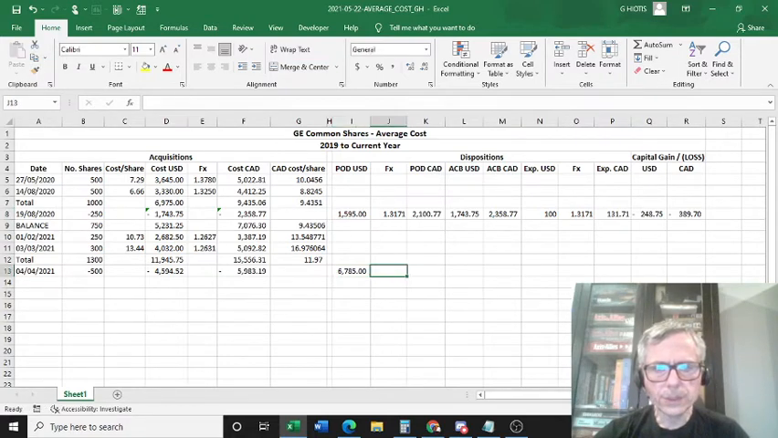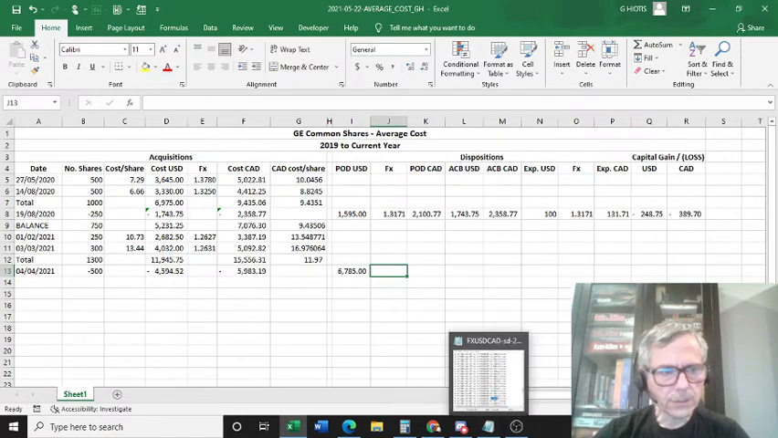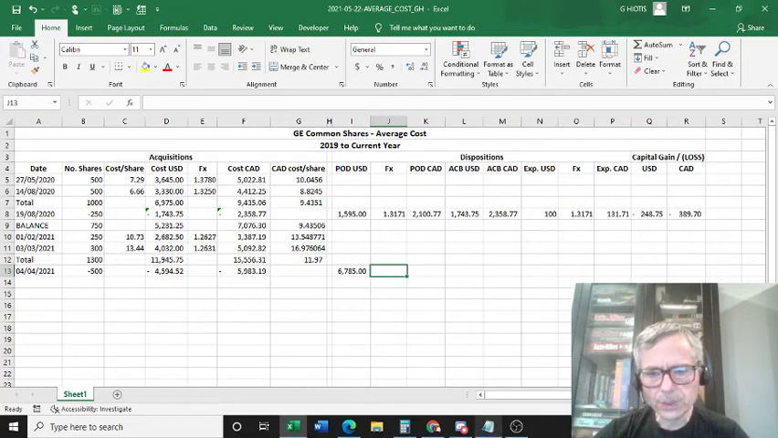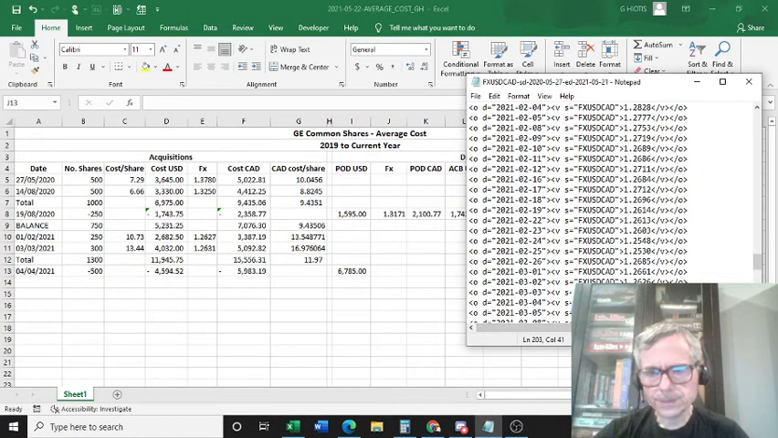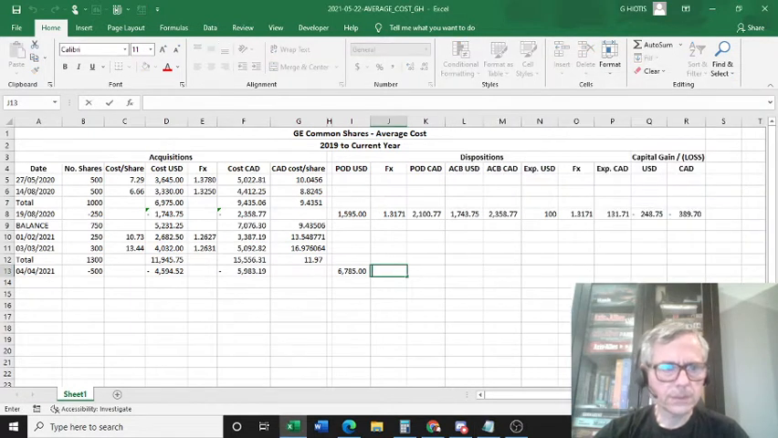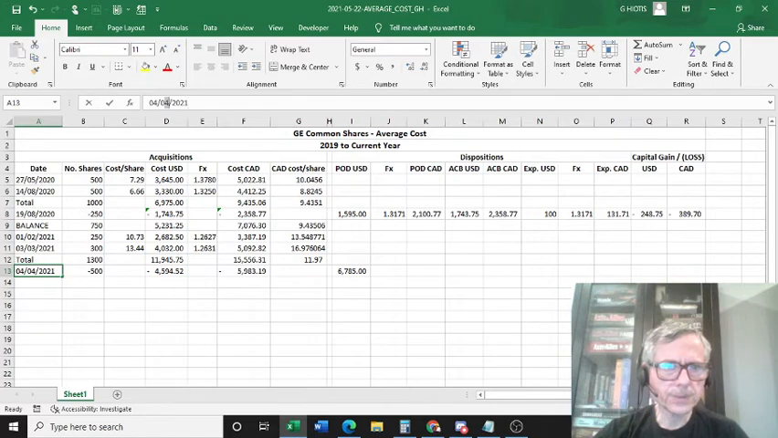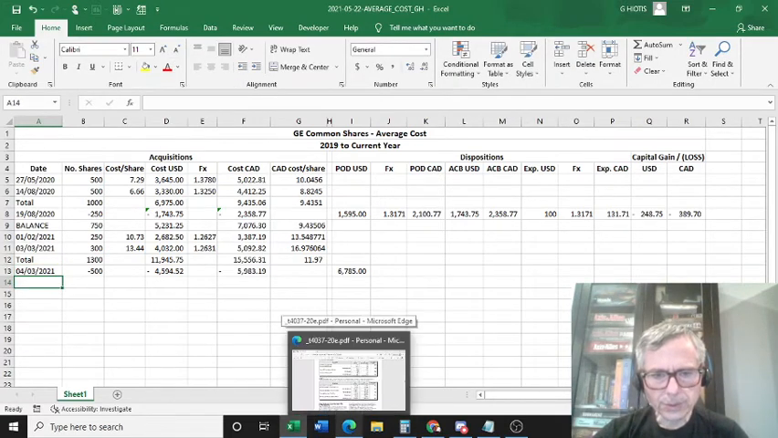There you go. The exchange rate at that time on March 4th, 2021, I'm putting April. Good catch, George. Here you go, 3. And was I using the right date?